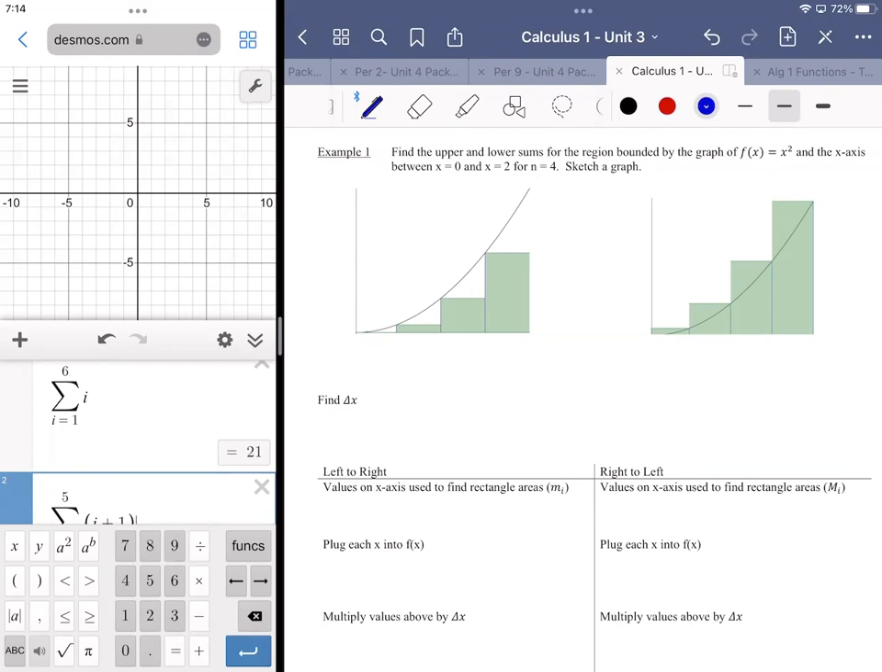Right. So in example 1, it says find the upper and lower sums for the region bounded by the graph of f of x equals x squared and the x-axis between x equals 0 and x equals 2 for n equals 4. And sketch a graph. Well, okay, there's a typo for somebody. I edited this by including the graphs, and I forgot to get the part out where it says sketch a graph. So that's a freebie.